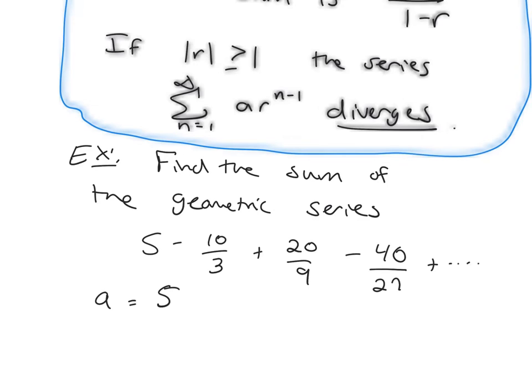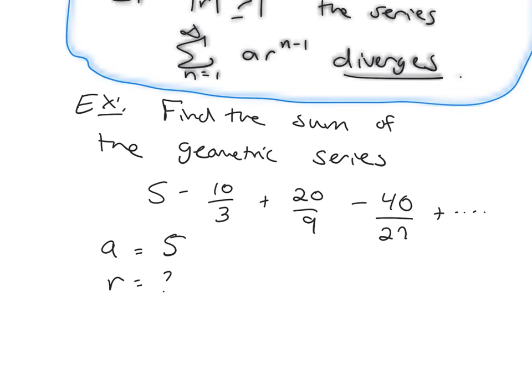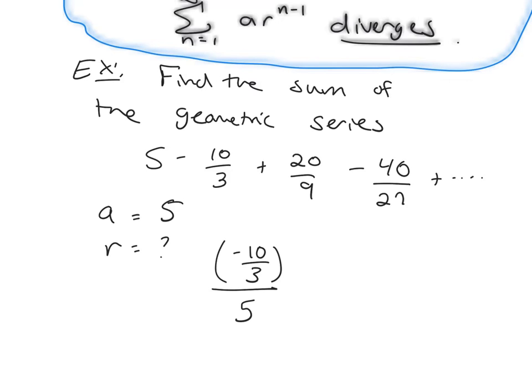So now I need to find R. This is a geometric series. I should be able to take each number and multiply by something to get the next. It's not so obvious because we have fractions. Makes it a little bit harder. What you do is you take the next term, so for example, take the second term, negative 10 over 3, and divide by your previous one, which was 5. What do I get if I simplify that fraction? Negative 2/3.